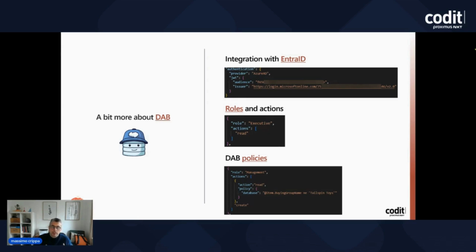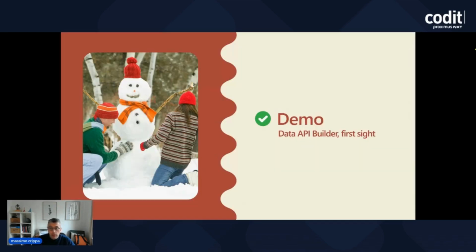So I might say, okay, if I'm authenticated and I'm part of the management role, then I can additionally filter my request, in this case, by a specific buying group name, or I can also use the claim that I receive, for example, the user ID that I receive with my JWT token, to filter the data that belongs to myself. Now it is time for a first demo to get a first sight of Data API Builder.